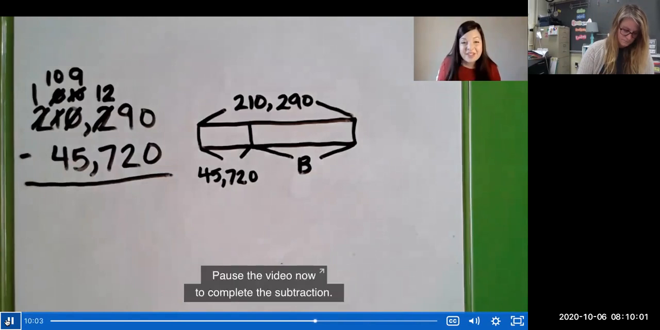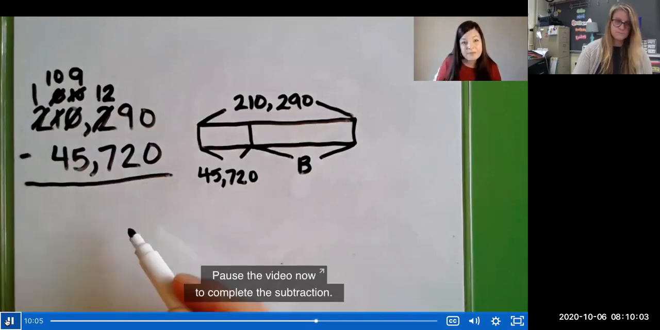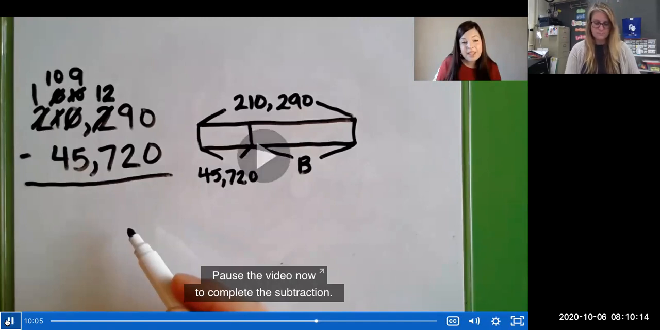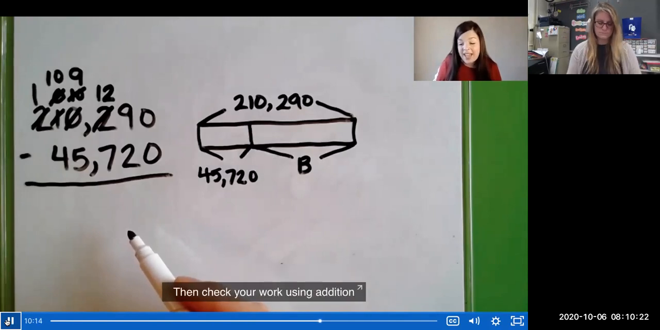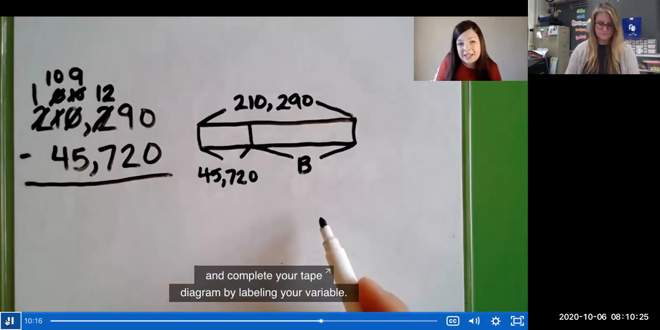Pause the video now to complete the subtraction. Go ahead and finish your subtraction. Make sure you have regrouped everything that she's regrouped so that your subtraction answer is correct. As you subtract each unit, whisper the subtraction in unit form. Then check your work using addition and complete your tape diagram by labeling your variable.